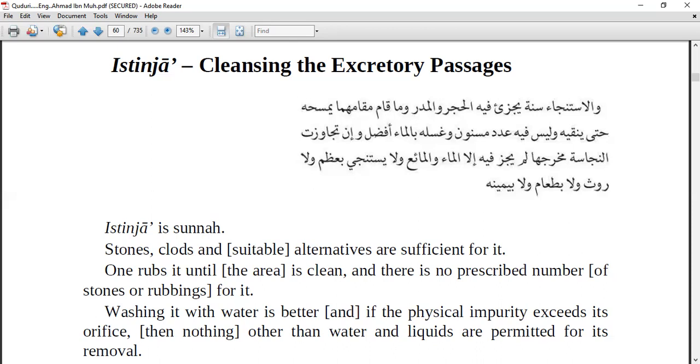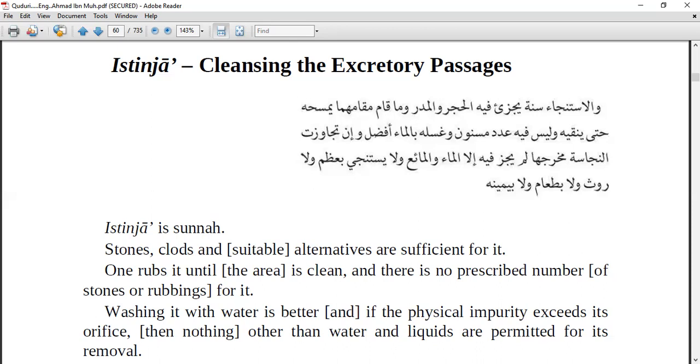So one must rub the area until it's clean. There's no prescribed number of pieces of tissue or stones that a person must use when cleaning these areas. But using them in odd numbers, that's another sunnah altogether. So at-tanqi, inqa is wajib. You have to clean it. At least that's wajib as much as it takes. There's no specific number to it, but it's better to do it in odds. If you can do it in three, then that's good, or else go to five or seven. But if you do it with four or six, that's also permissible.